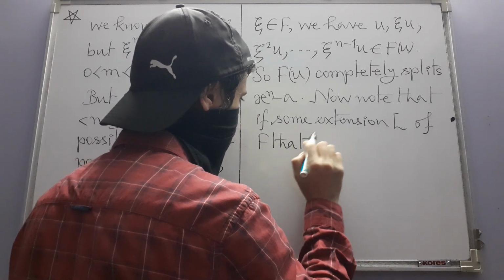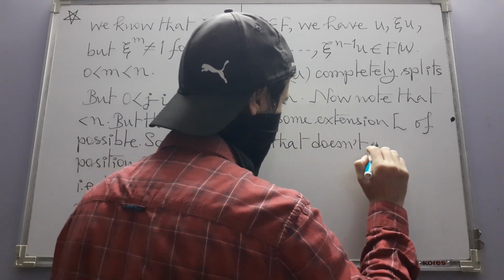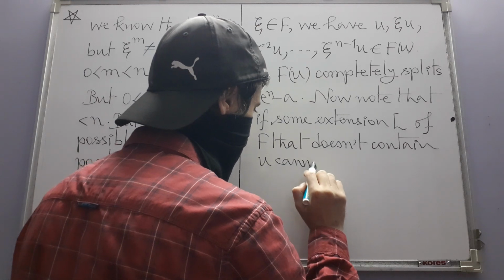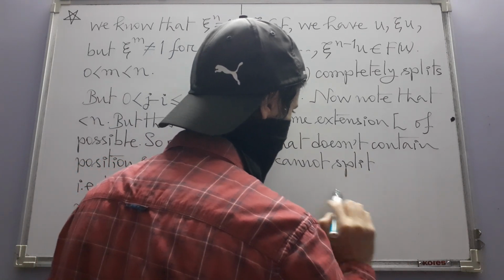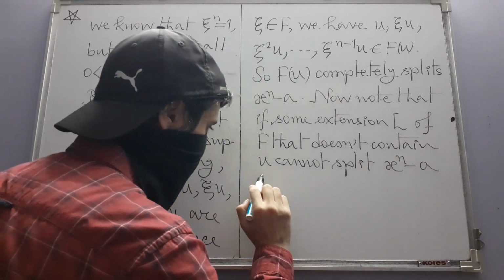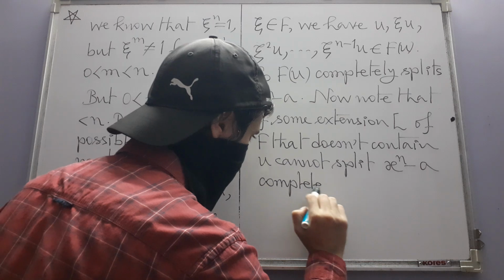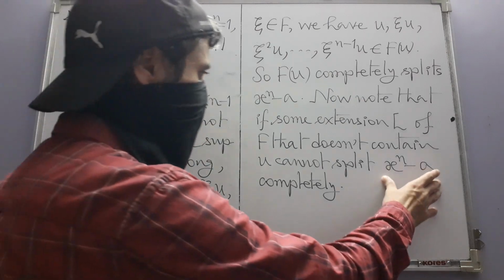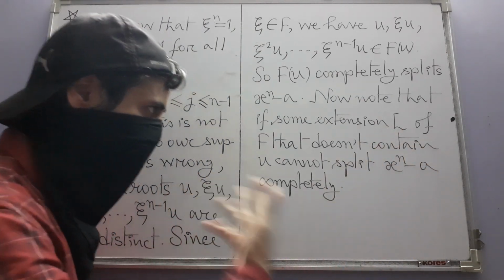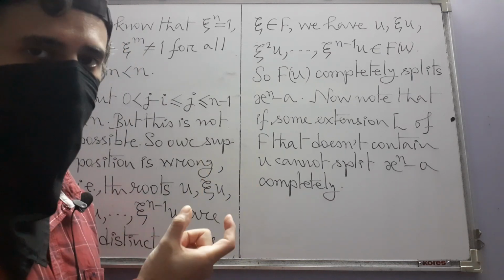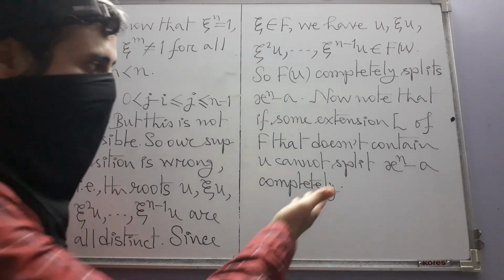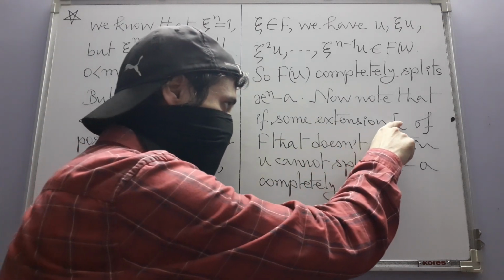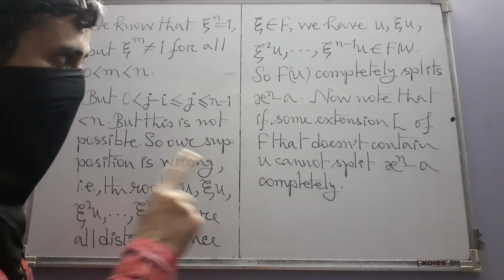that doesn't contain u cannot split the polynomial completely. Why? That's because in order to split a polynomial completely, the extension must contain all the roots of this polynomial, and one of those roots is u. If this doesn't contain u, then of course you cannot write x to the power n minus a as a product of those linear factors in the polynomial ring Lx, if L doesn't contain u.